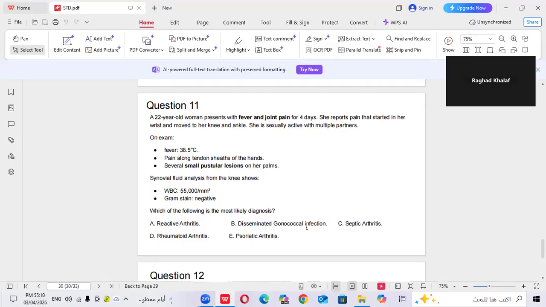It's disseminated gonococcal infection. In disseminated gonococcal infection, the fluid analysis from the joint, the WBC count tends to be above or around 50,000. So pay attention to this.